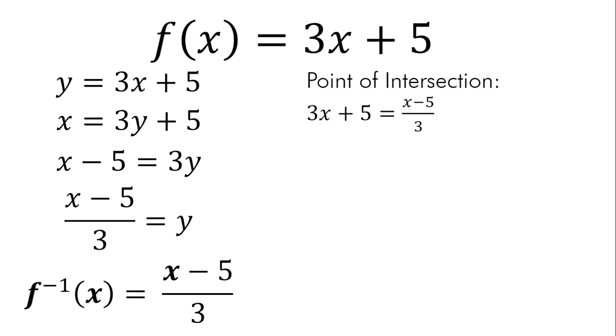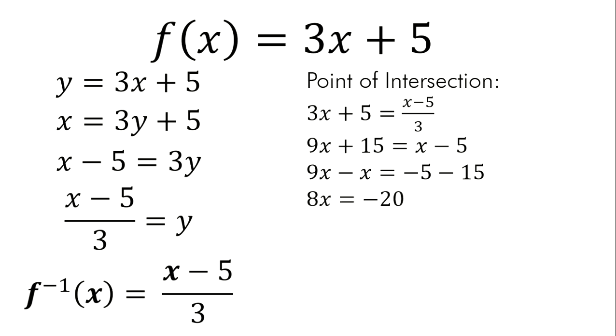So cross multiply, so that's 9x plus 15 is equal to x minus 5. Then combine like terms, so that is 9x minus x is equal to negative 5 minus 15. 8x is equal to negative 20. Divide both sides by 8, so that is negative 20 over 8, or in decimal form, negative 2.5. Therefore, our point of intersection here is (negative 2.5, negative 2.5).